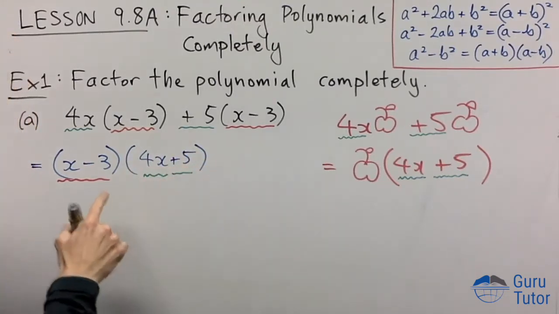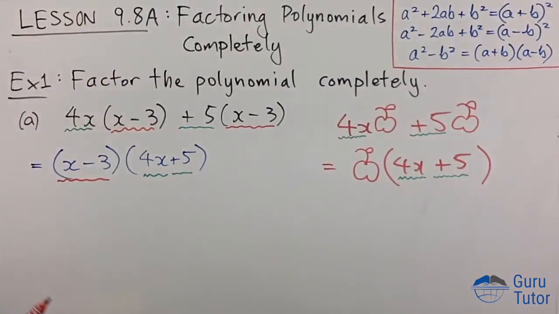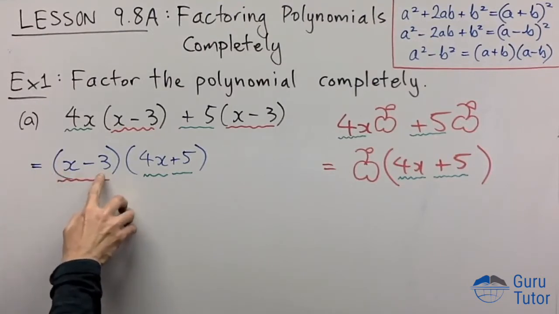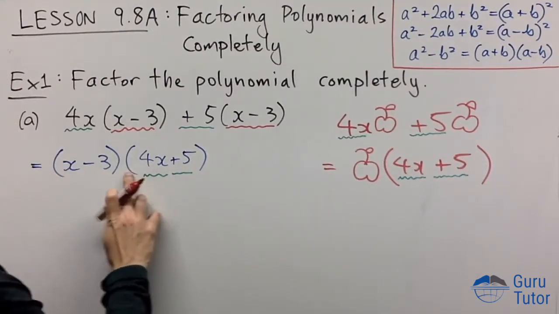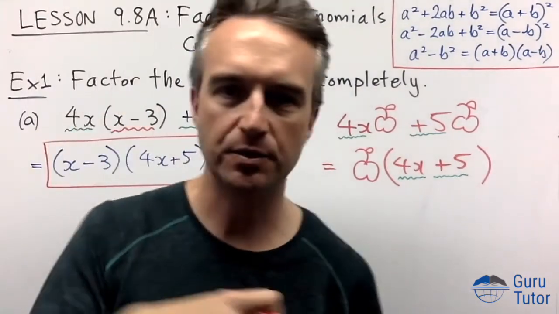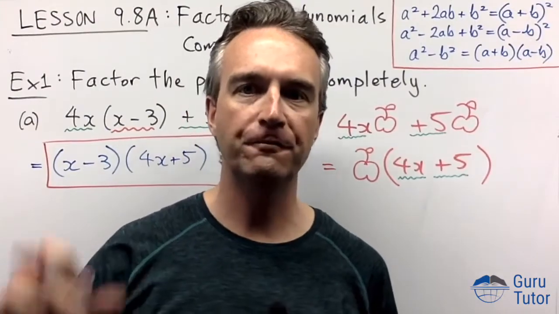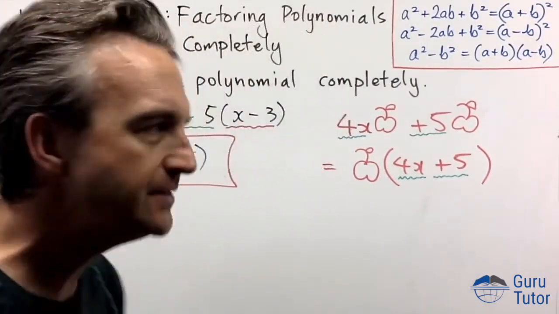Okay, so we end up with two binomials multiplied together. And that is actually the final answer right there. Okay, so this factors to x minus 3 times 4x plus 5. And this method is called factor by grouping. Okay, just write that down somewhere. It's called factor by grouping, or factoring by grouping, or factorizing by grouping. And it basically happens every time.